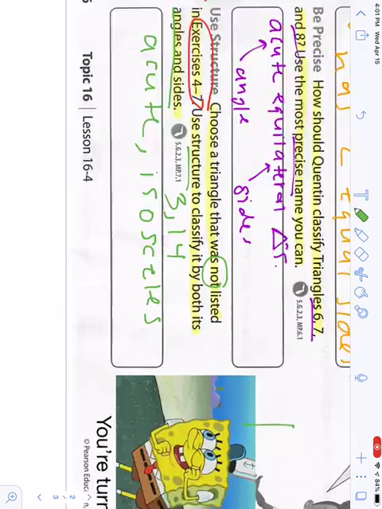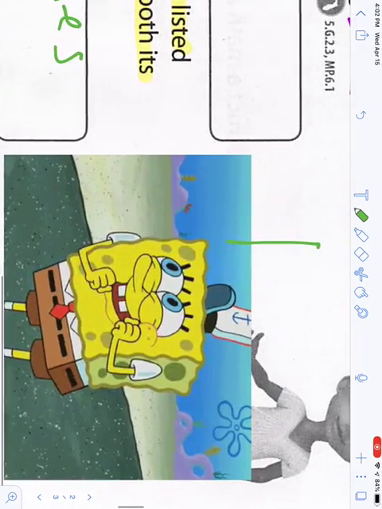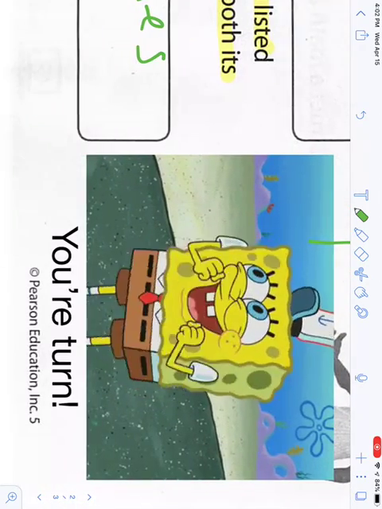And now take a look at SpongeBob doing his little happy dance. He says, it is now your turn.